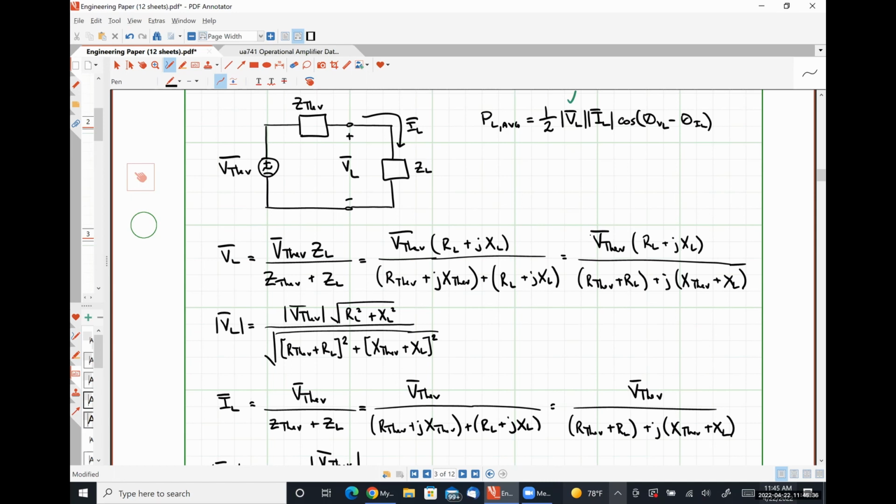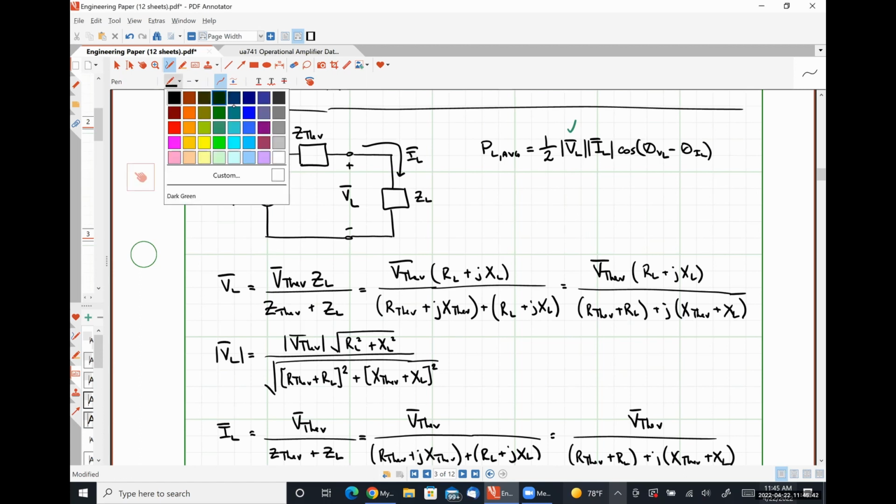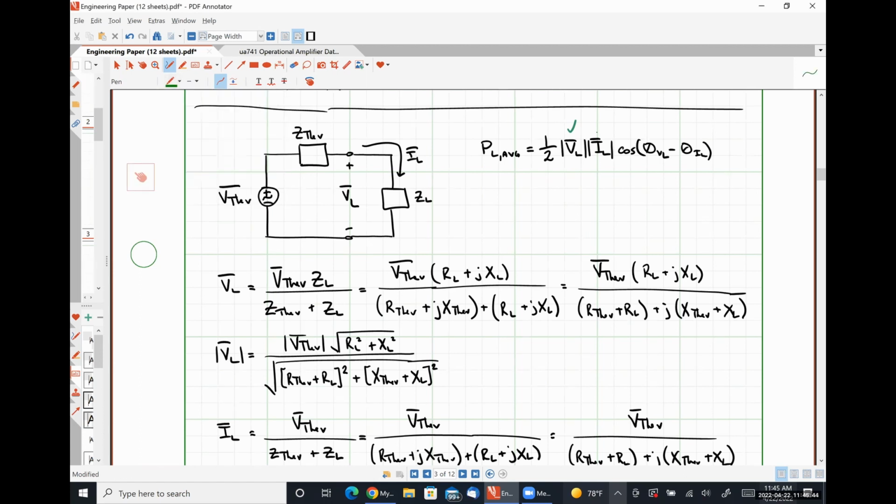All right, so that is exactly what it is. I'm going to put a check mark by the magnitude of IL because we've got that down as well. So now we need to come up with a relationship for cosine of theta VL minus theta IL. And this is probably less intuitive. If the other parts were intuitive at all, this is less so.